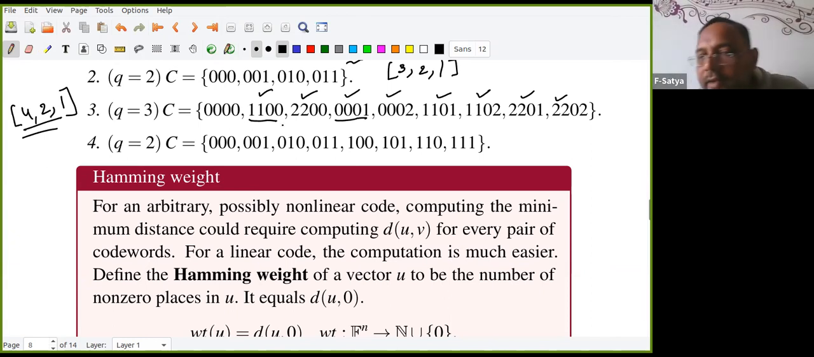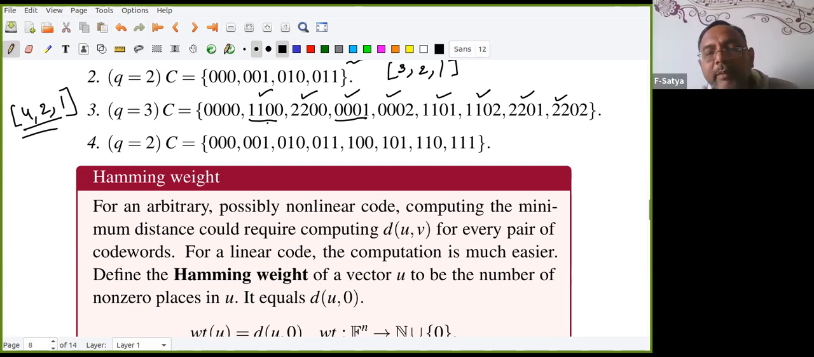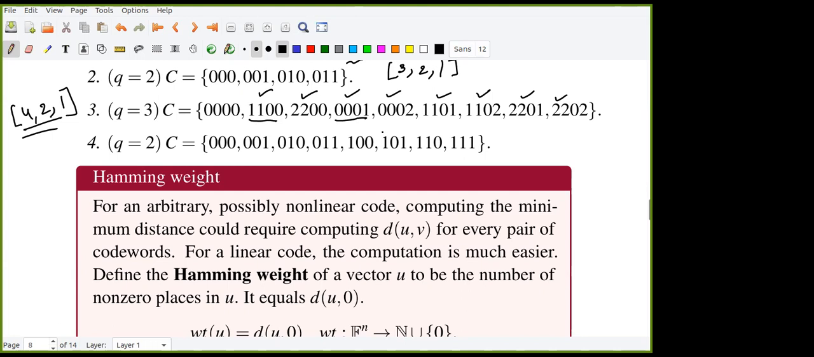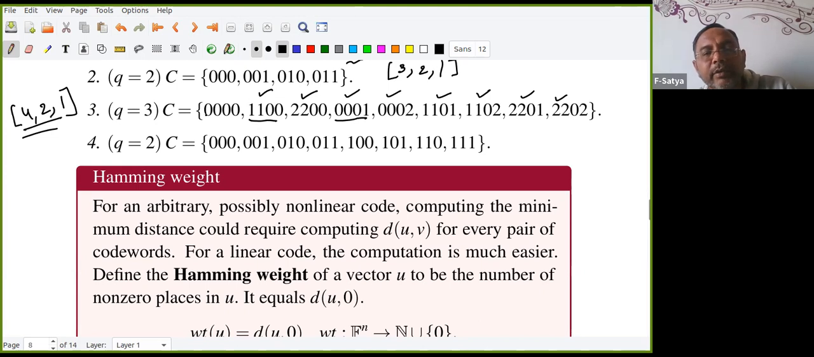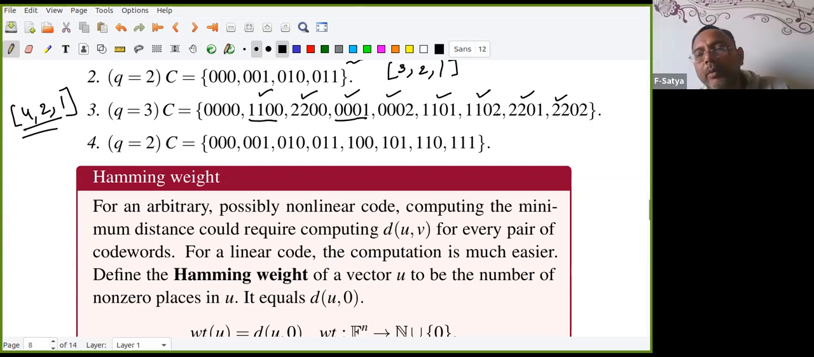Can you detect any error that occurs in this code? Suresh, can you detect, for example, if some error occurred? I send one codeword from this and one error occurred. Can you detect the error? You cannot detect, right? Why can we not detect? That's the reason. See, you sent 001 and 0 is replaced by 1. Then I cannot detect. I thought, okay, he sent 001 only, right?